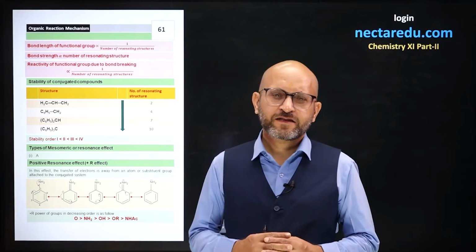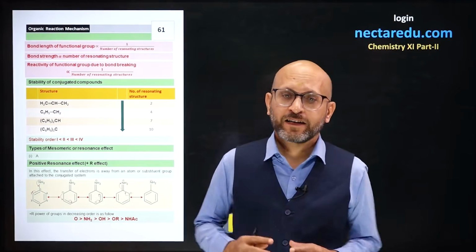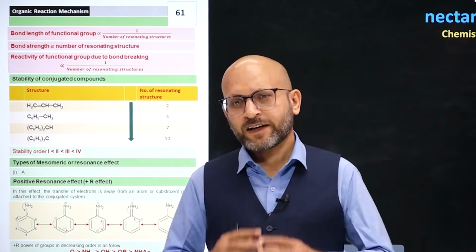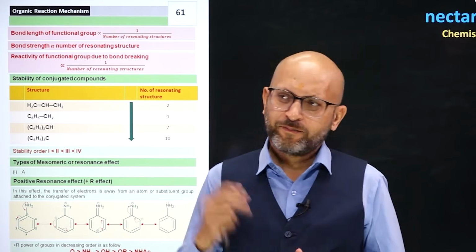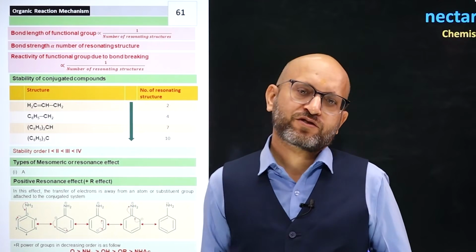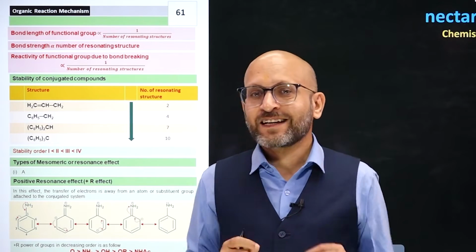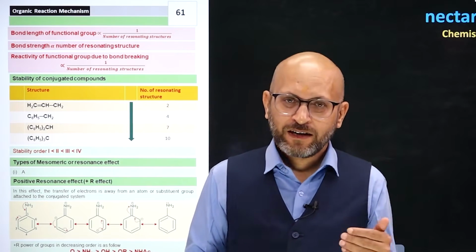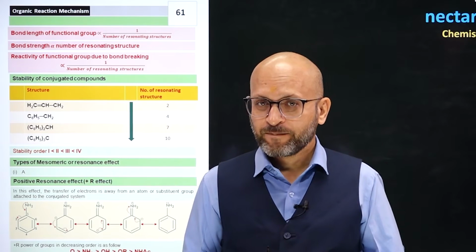Stability of a conjugated system depends on the number of resonating structures that are getting formed. So, for example, if we have structures A, B, C, and the number of resonating structures for A is 2, B is 3, C is 4, the bond strength in C will be more. More is the number of resonating structures, more will be the strength of the bond.